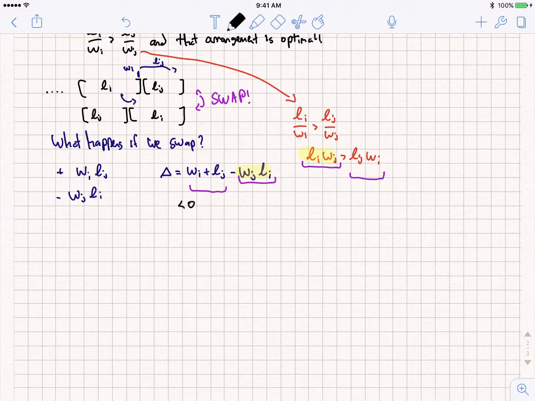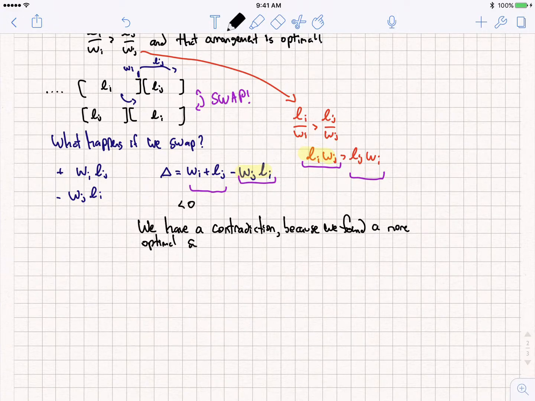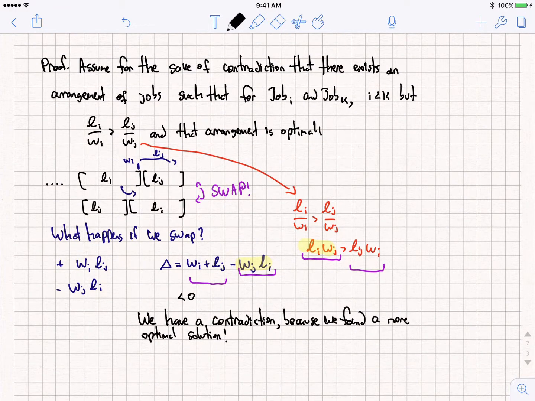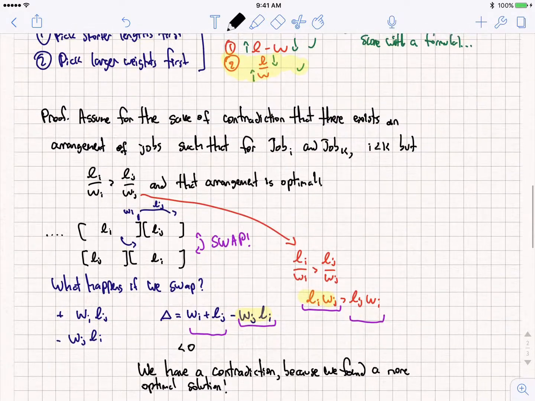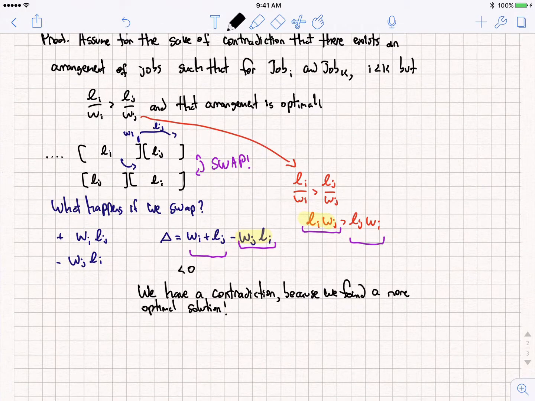So since our delta is less than 0, we can safely conclude that we have a contradiction, because we found a more optimal solution. So yeah, now that we found this, we have a contradiction, and this assumes that we need to have this certain precondition valid for all points. So yeah, since we have this, we have proved it, and QED.